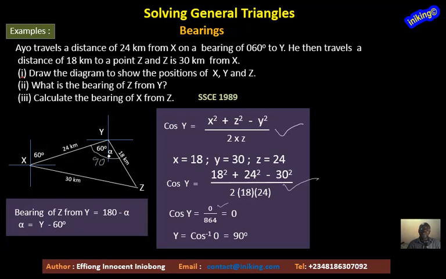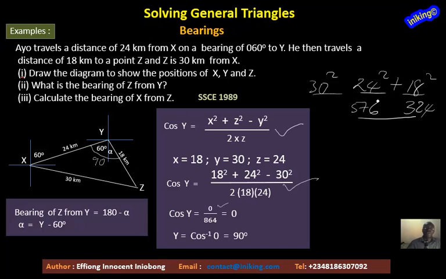That means alpha will be 30. If this is 90, that means this must be what? A right angle triangle. Why don't you go and try it and find if 30 square will give you 24 square plus 18 square. I'm sure you will get that. This is 576, if I'm not mistaken. This should be something like 324. Yes. So we call 30, 24, 18 a Pythagorean triple. So that was even a right angle triangle right from the beginning.